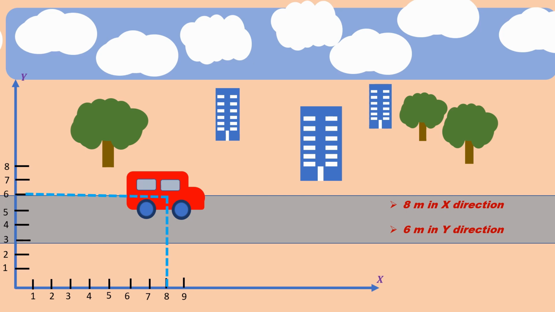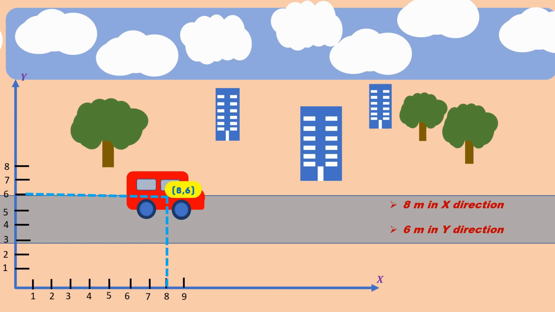So using these two descriptions, we can accurately describe the position of the car, and combining these two numbers, we can write it as a coordinate. A coordinate is basically these numbers 8 and 6 written inside a bracket separated by a comma. If the car is at rest, the coordinate of its position does not change, meaning the numbers 8, 6 will remain the same for all times.